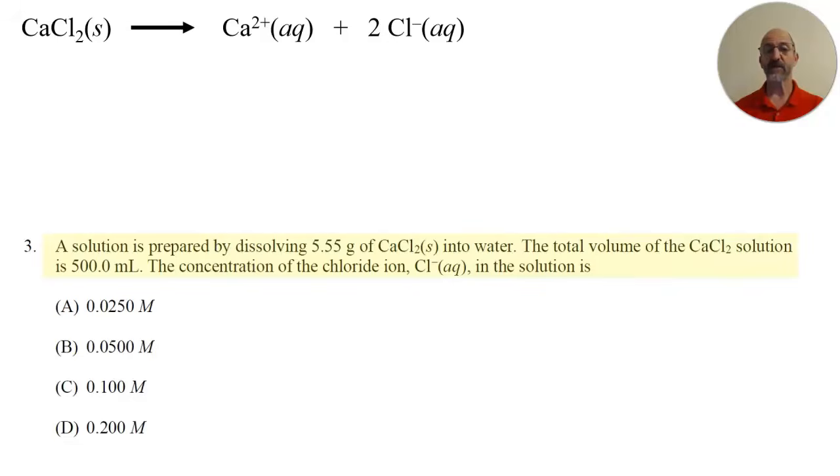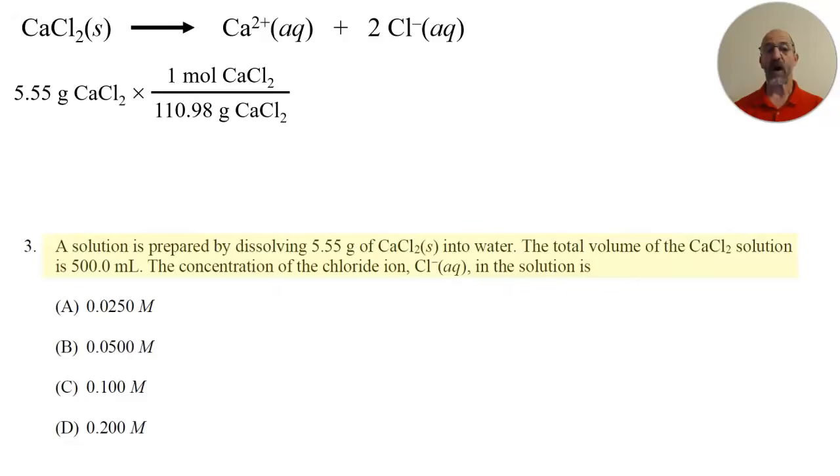So we have calcium chloride splitting up into separate ions. Now, we are given 5.55 grams, and we are given 4 choices that talk about molarity, or moles per liter. So a good first step is to convert that 5.55 grams of calcium chloride into moles. So on the periodic table, I looked up the atomic mass of calcium and chlorine, and the molar mass of CaCl2 is 110.98 grams.